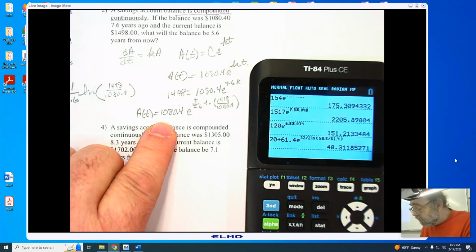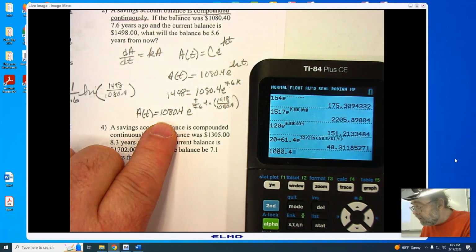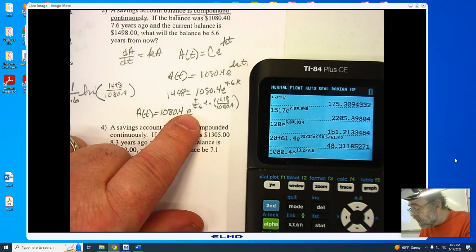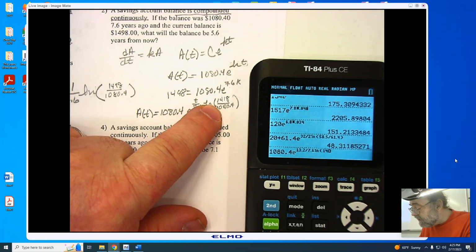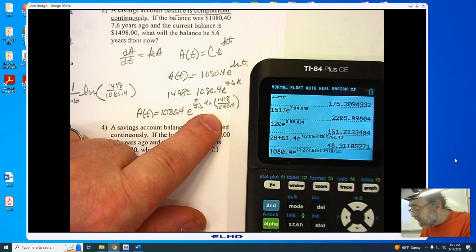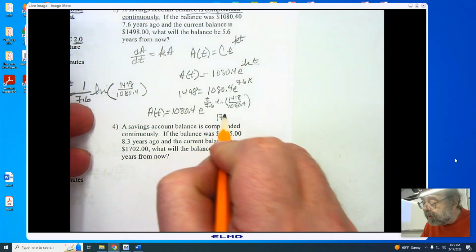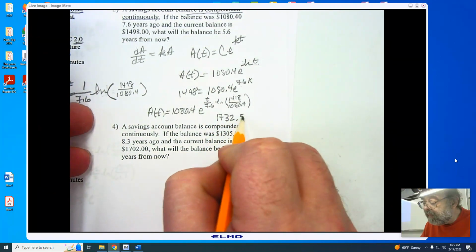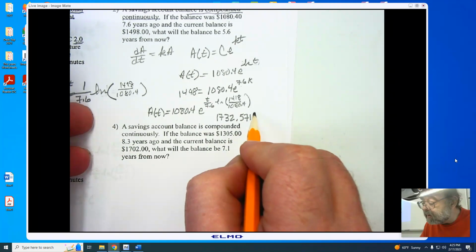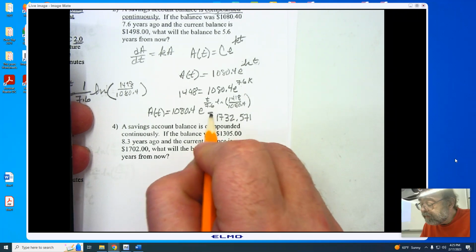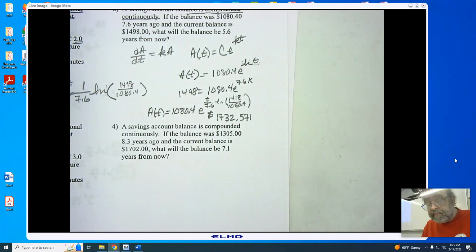Here we go. 1080.4 times e to the power of 13.2 divided by 7.6 natural log of 1418 divided by 1080.4. We end up getting $1,732.57. So we have $1,732 and 57 cents. And this is after that time.